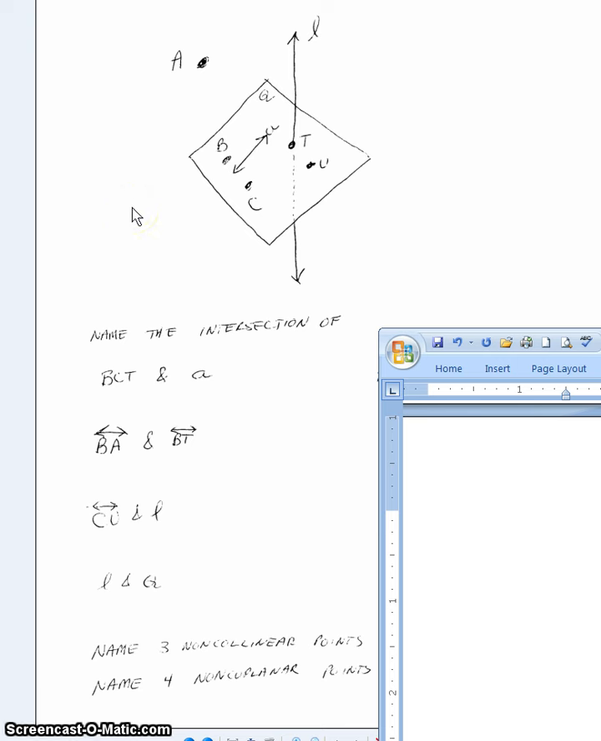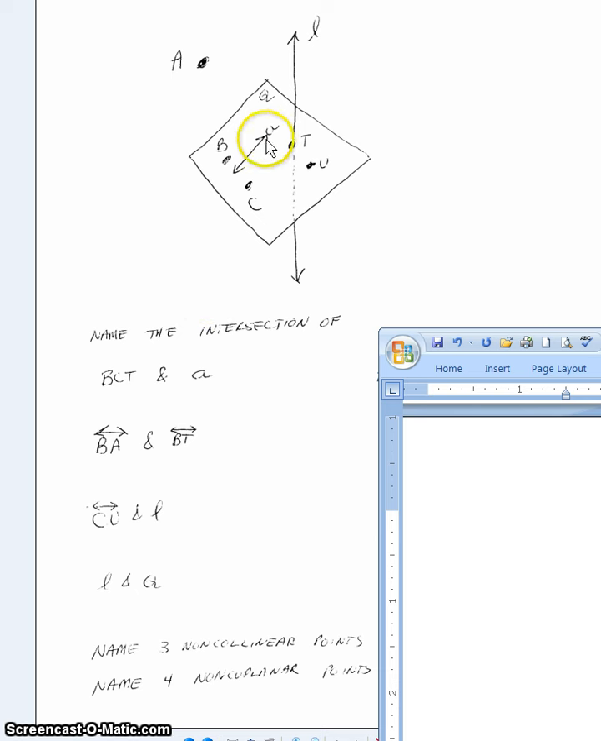Again, since 3 points make a plane, if I ask about A, B, and T, since it's only 3 points, they would form a plane. The plane is not shown in the figure, but it can be formed. Thus, they would be coplanar. So if we start talking about naming the intersections here, and I'm using my word processing thing here to hide the answers, I want to name the intersection of, and here I have BCT and A. Well, first thing we better identify is what is BCT. BCT, again, 3 points make a plane, so it's plane Q.